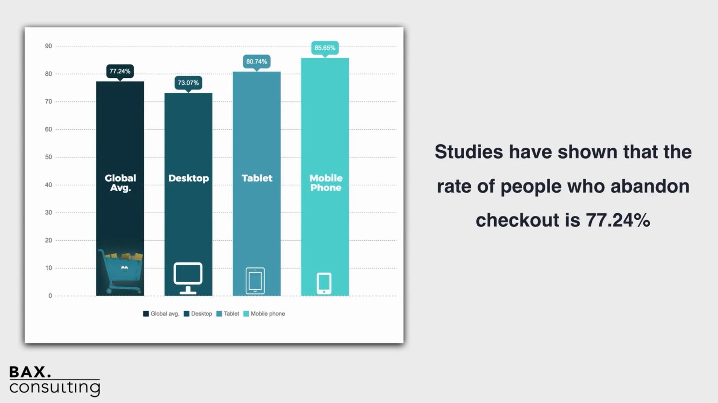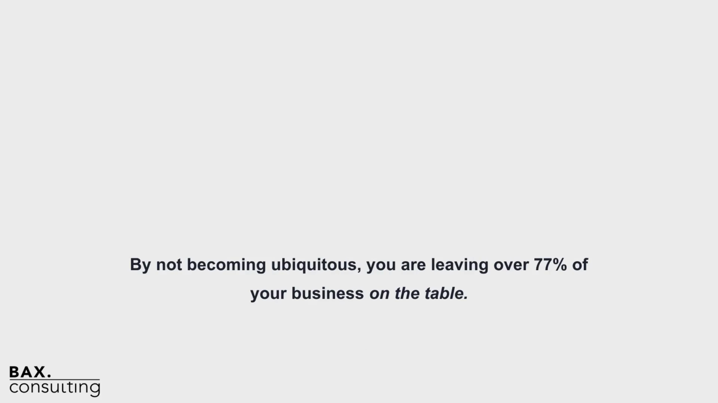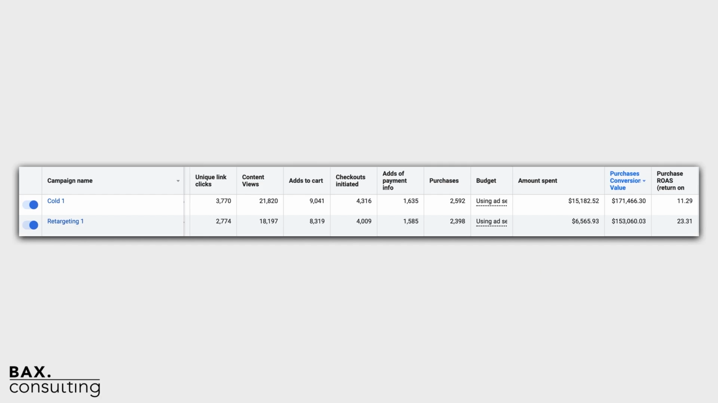So studies have shown, right, that the rate of people who abandon checkout is 77.24%. So for every 100 people who add a product to the cart on your website, on average, only 23 of them will actually convert. So really, by not becoming ubiquitous, you are leaving over 77% of your business on the table, right? And we can see that perfectly here in this example.